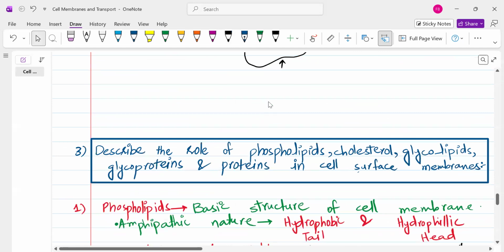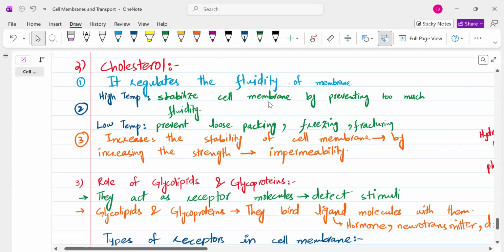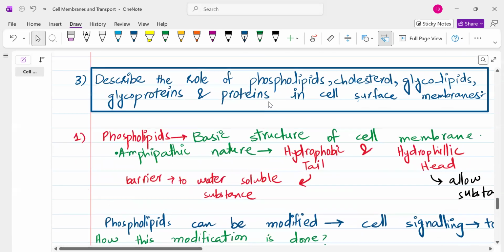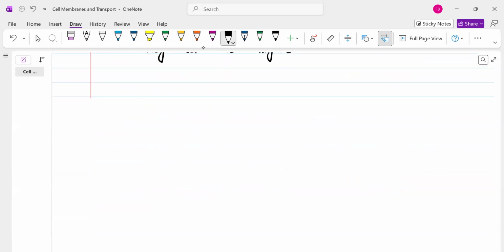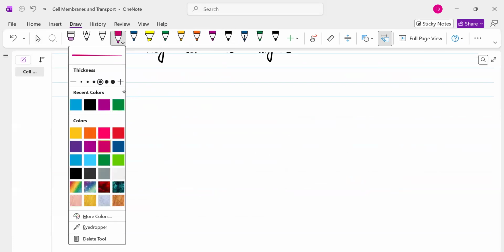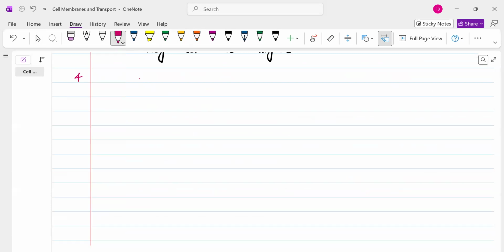What have we discussed about the proteins? We have discussed the role of the proteins. There are two main types of proteins. What are those? On the basis of function, you have two types of proteins. The first one is the carrier protein, and the second is channel proteins.